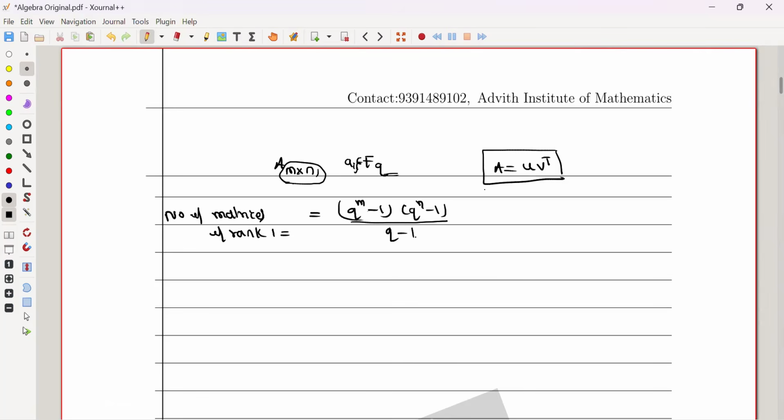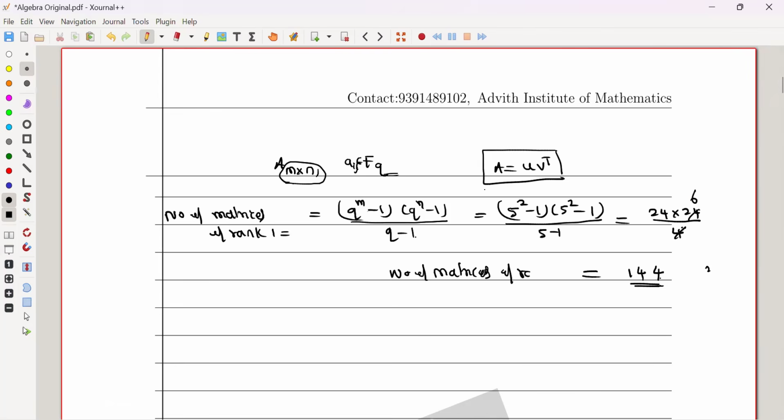So therefore ఇక్కడ A అనేది స్క్వేర్ మ్యాట్రిక్స్ కాబట్టి m is equal to 2, n is equal to 2, sir, and q is equal to 5 కదా. సో (5 square minus 1) into (5 square minus 1) whole divided by (q minus 1), sir. So 5 minus 1, which is equal to 24 into 24 divided by 4, sir. So 24 into 6, which is 144. So therefore, the number of matrices of rank 1 is equal to 144.